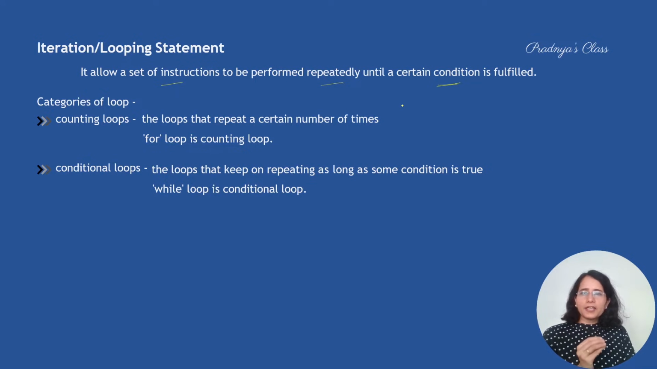So there are two categories of loop. One is the counting loop. The counting loop means it will repeat for a certain number of times. We will decide how many times it has to repeat, and then it will keep on repeating. So for is an example of a counting loop. There is one more variation, that is the conditional loop. It will keep on repeating as long as the condition is true. If we want to repeat a loop a fixed number of times, generally we use the for loop. If you want the loop to be repeated based on some condition, then we use the while loop. So while is a conditional loop.